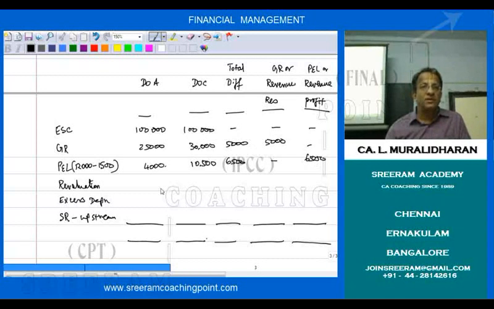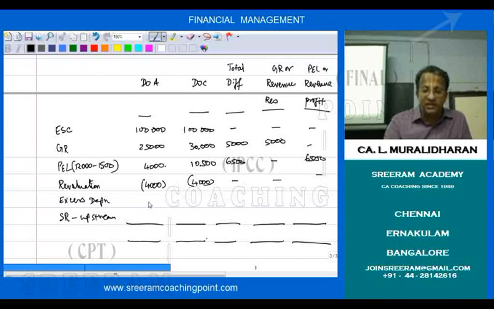Revaluation adjustment. How much is the revaluation adjustment? 4,000, within brackets. Loss. 4,000 within brackets. Dash, dash, dash. Excess depreciation, 1,200. It is purely post acquisition. It should be adjusted only in revenue profit. Are you understanding?